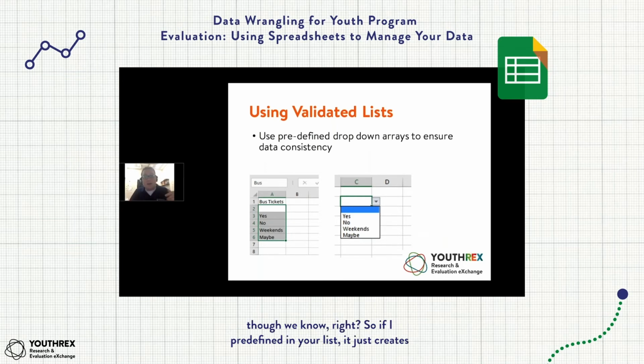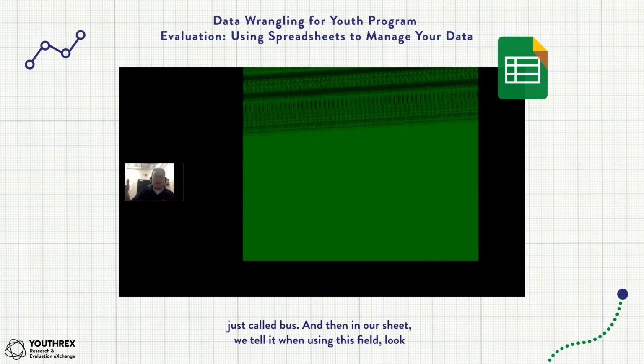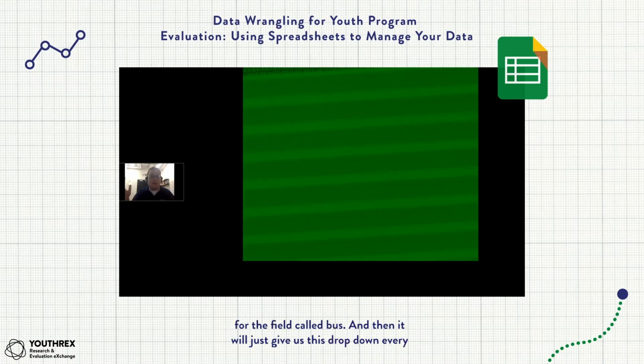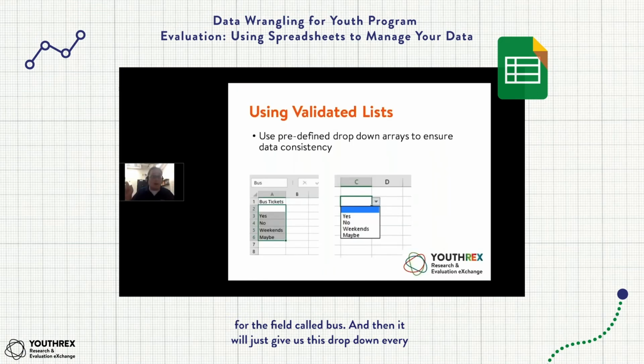So by predefining your list, it just creates a drop-down that you're able to go in. And actually to do that, like you see on the left, is very simple. We just set up that range, and using data validation, we just define it in a little box up there by a tag. In this case, it's just called bus. And then in our sheet, we tell it, when using this field, look for the field called bus, and then it will just give us this drop-down every time. So it creates consistent ways to gather data, and it eliminates a lot of errors that can come up, and it gives us the best quality data possible. Next sheet, please.